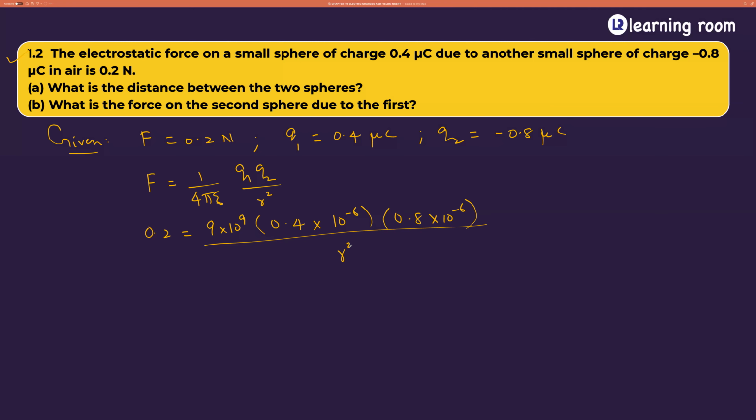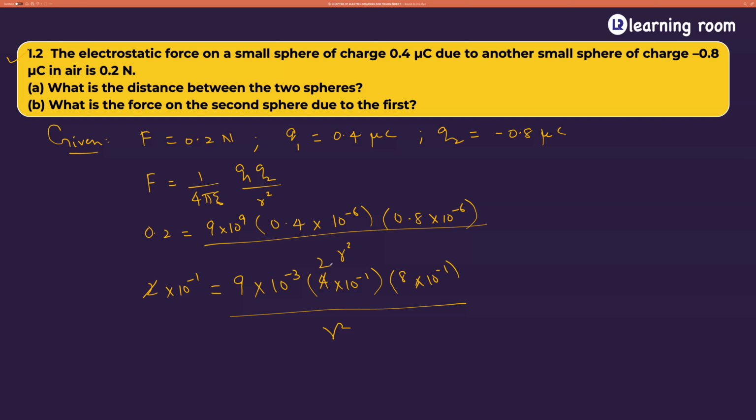So if you observe this, can I write it as 2 into 10 power minus 1? Don't deal with decimals, deal with exponents. So 2 into 10 power minus 1 is equal to 9 into 10 power 9 into 10 power minus 12, into this, I can write it as 4 into 10 power minus 1. And this I can write it as 8 into 10 power minus 1. The whole divided by R square. Make sense? Now, this 2 will cancel this 4 twice. I'll take this R square to the other side, 10 power minus 1 to the right hand side.